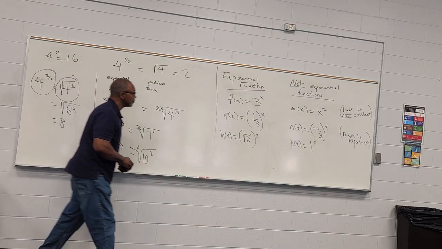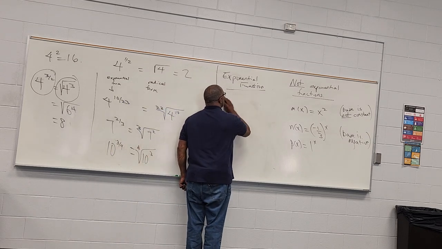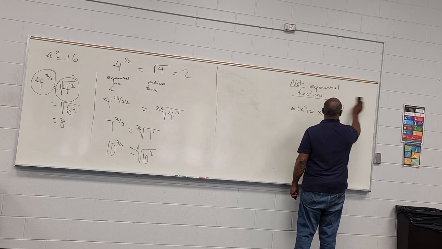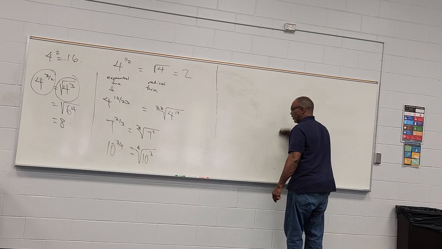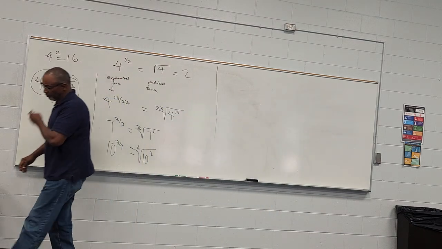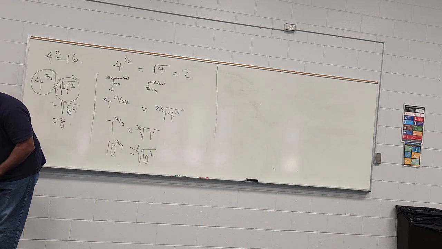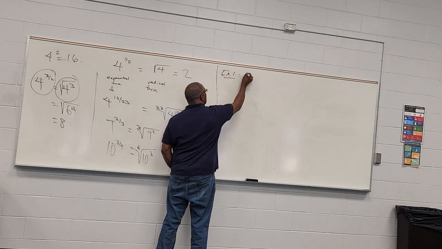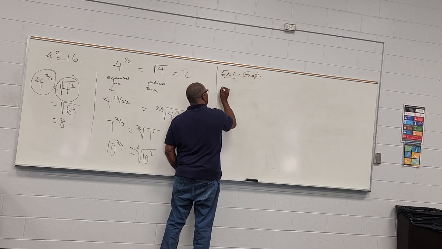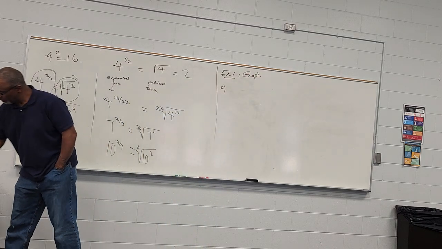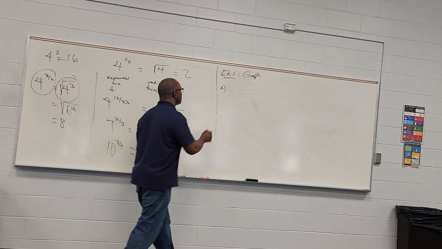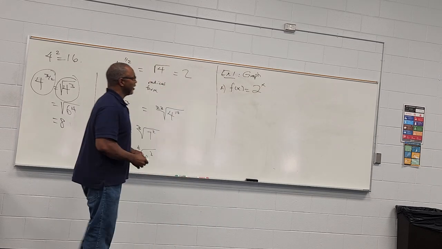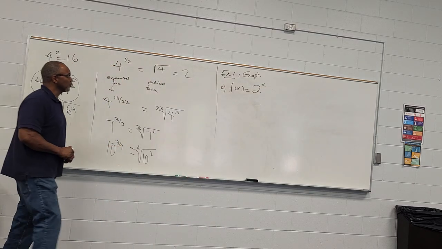All right? That's the first thing. So now we know when things are exponential functions. And the first thing we're going to do is graph. Example one, graph. A says f of x equals 2 to the x. So I've got this exponential function, and I'm going to graph it. F of x equals 2 to the x.